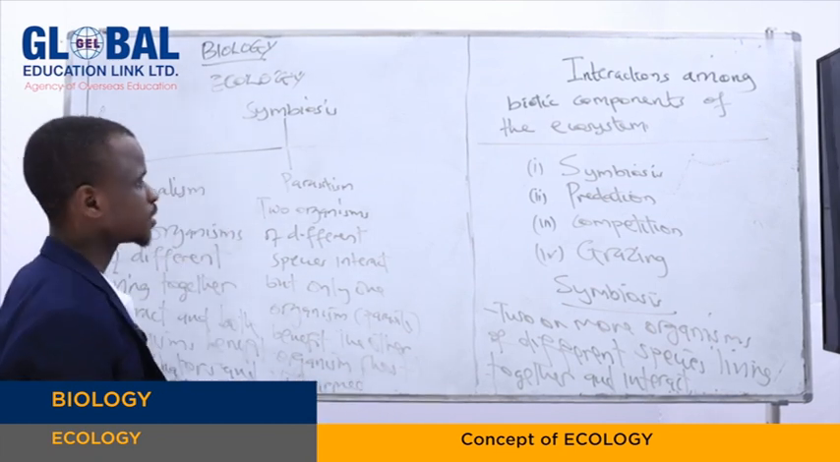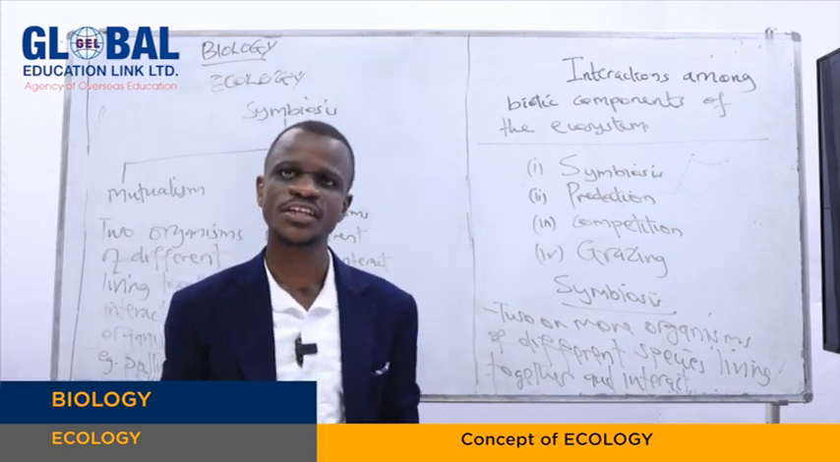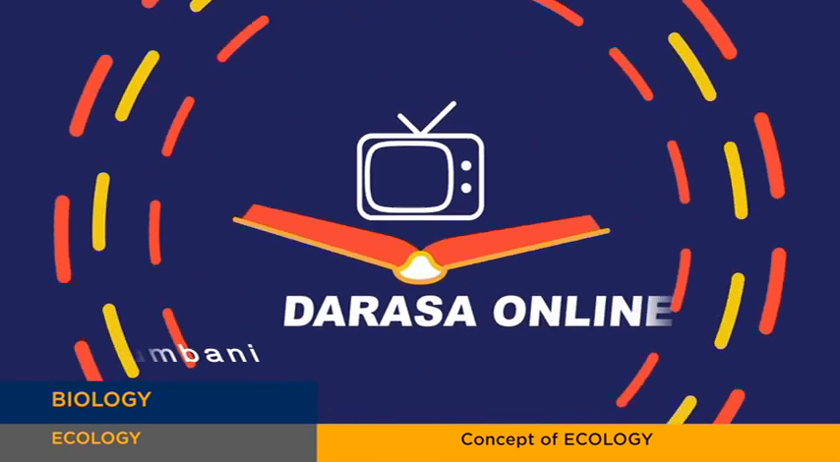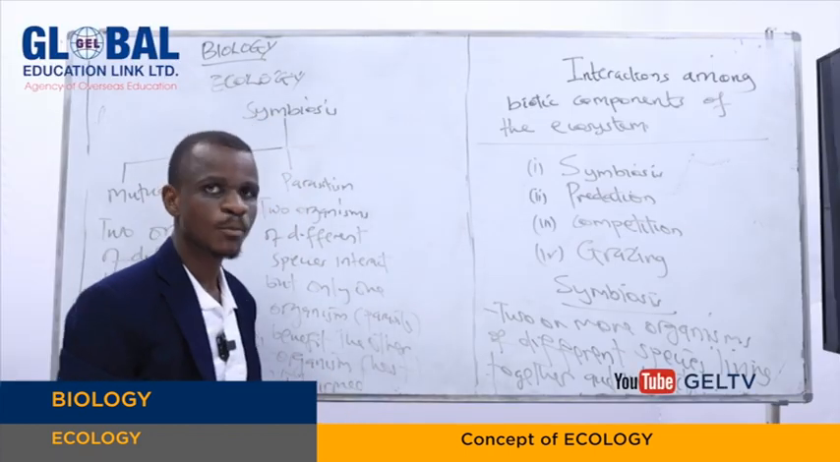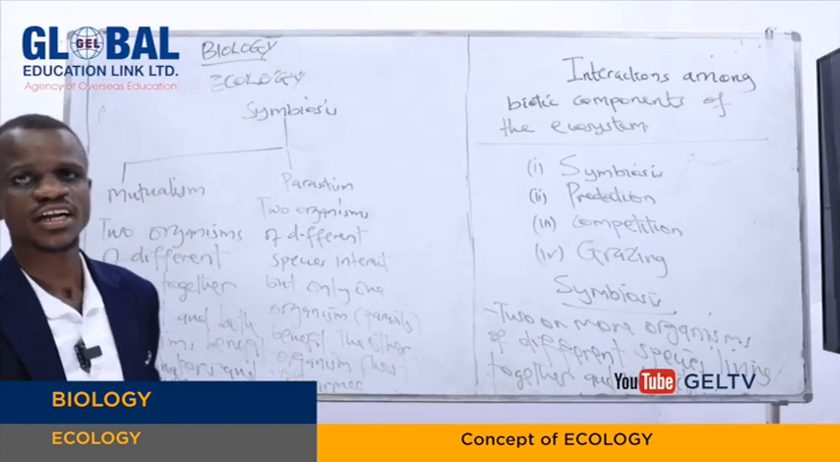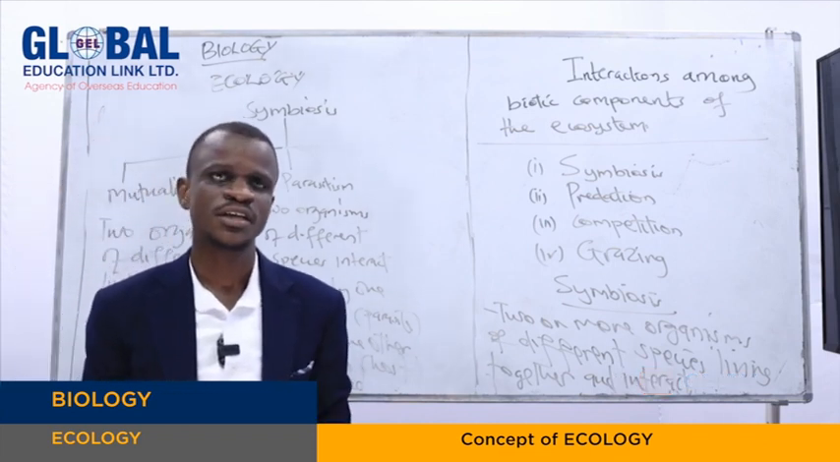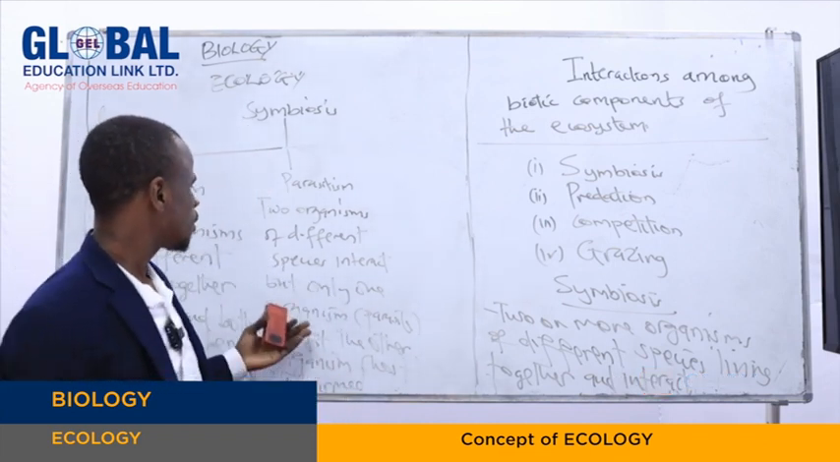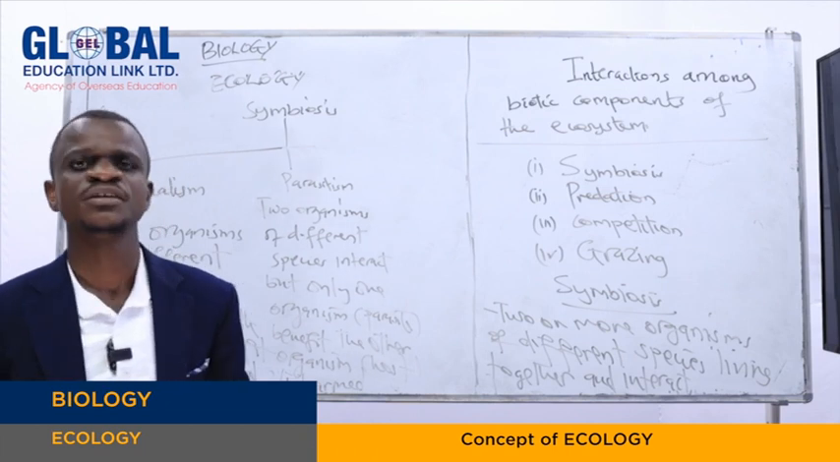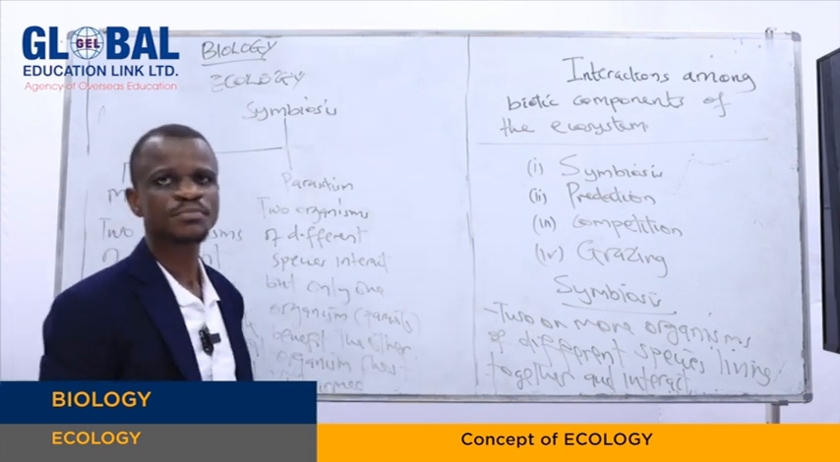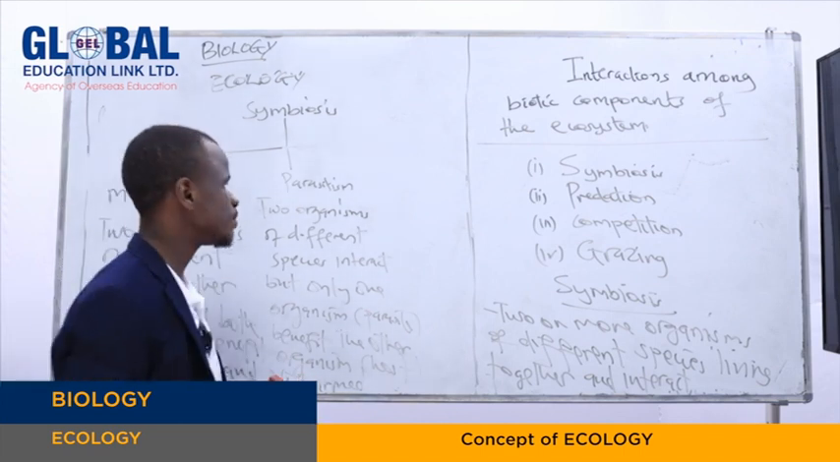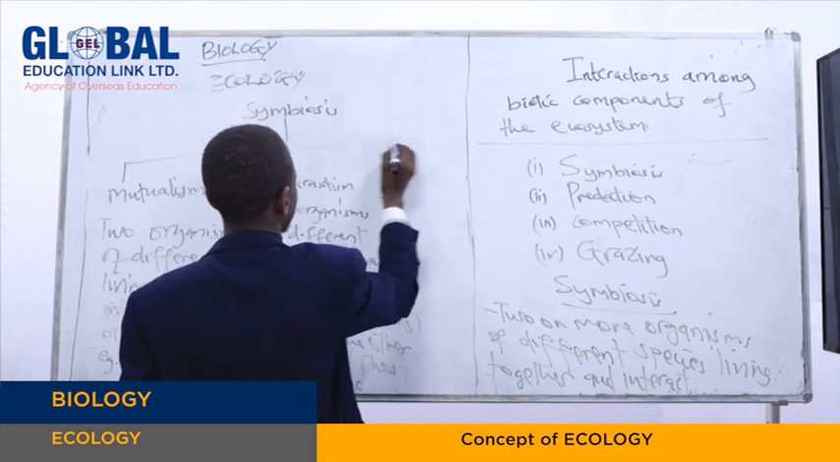My student, take an example, a cow and ticks. A tick benefits from the cow by sucking the blood, while the cow is harmed. Take an example, tapeworm and human being. A tapeworm obtains food from a human being, but the human being is harmed. A tapeworm is a parasite, human being is a host.